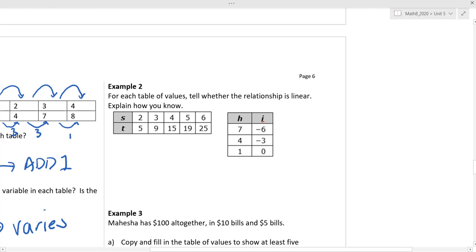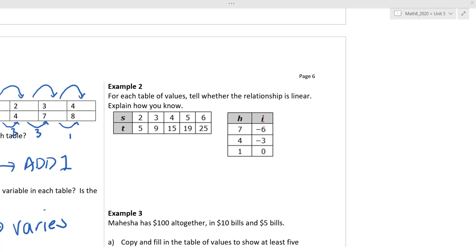All right, so let's just do one more question. I want you to do example 2. You have 2 tables here. One of these is linear, one of these isn't. Which one is linear? Compare how it grows in each variable. I'll give you a minute to compare.